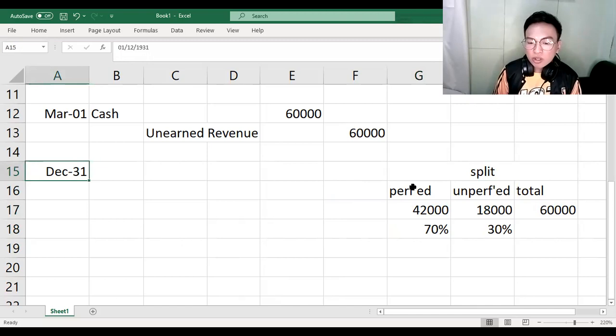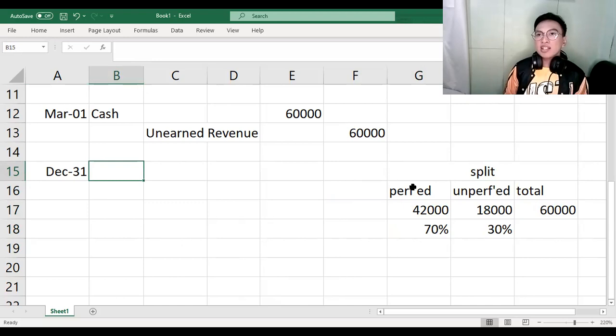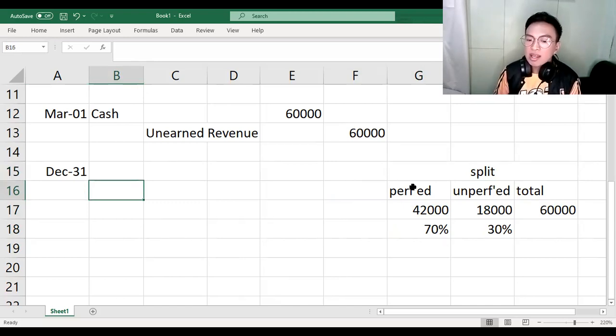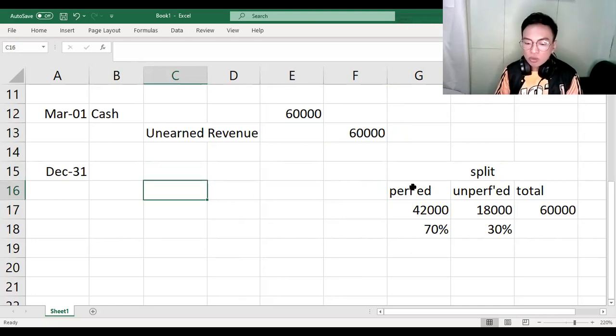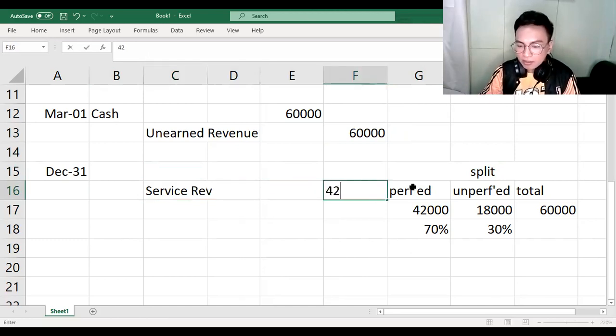Kaso, hindi tayo math majors. We are accounting majors. So, let us recognize it in our accounting books. How do we recognize it in our accounting books? We first, we know that we already performed service amounting to 42,000 related to this unearned revenue. Therefore, sabi ni accrual basis, it will now become your service revenue. Revenue. For what amount to it? 42,000 pesos.